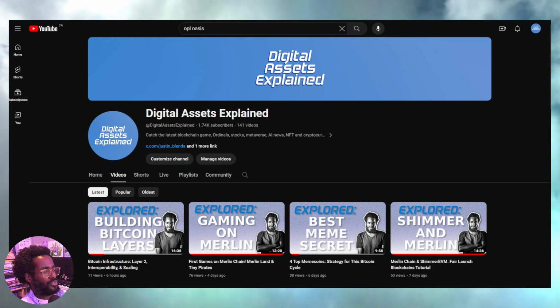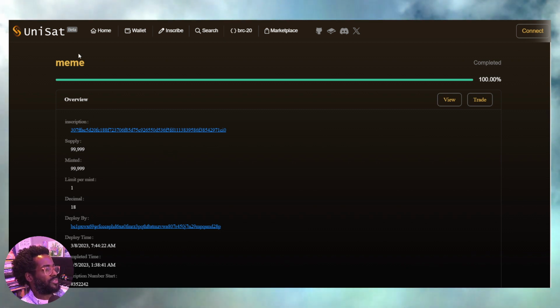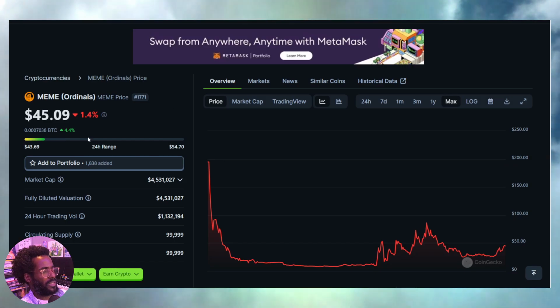But the true first meme on Bitcoin, if I have to say it in terms of a token like this, well, let's just say meme is the one essentially, right? And you could trade meme. Like right now, one meme initially was the mint. And right now, meme is sitting at about $45.